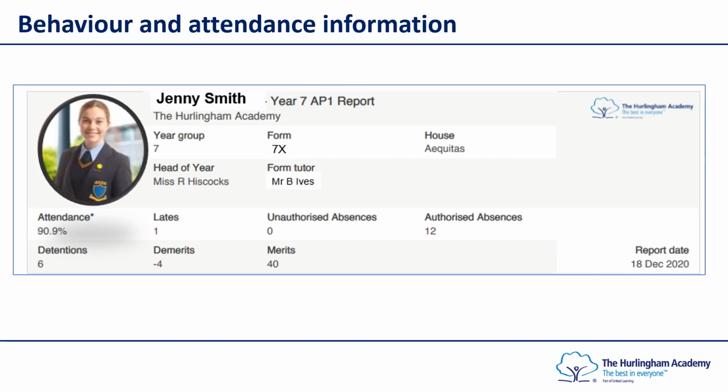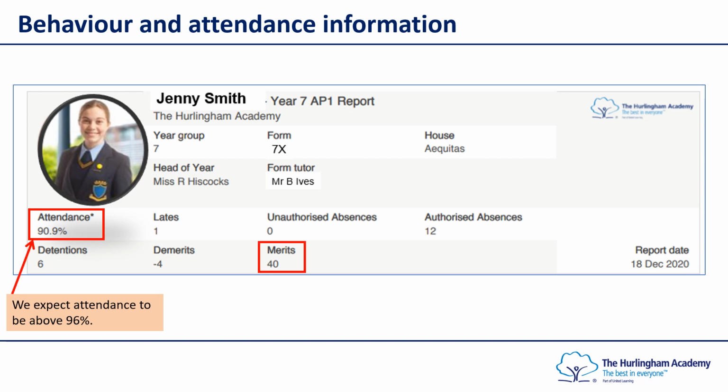The top part of the report shows information about your child's behaviour and attendance. You can see your child's attendance figure on the left-hand side, along with details of authorised and unauthorised absences. It's important that your child's attendance stays at 96% or above. If they fall below this figure, this means that they are missing a large number of lessons, which may lead them to fall behind in their subjects.